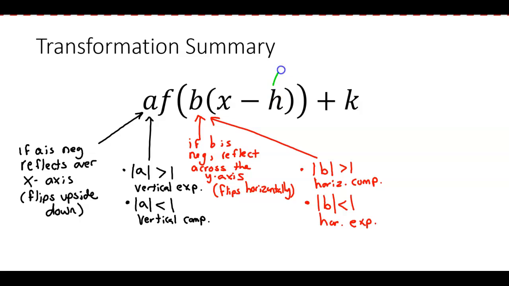So for this one here, the h, if you have x minus h, then that translates your graph to the right. It moves it to the right. And if you have x plus h, it translates left. Moves your graph to the left.